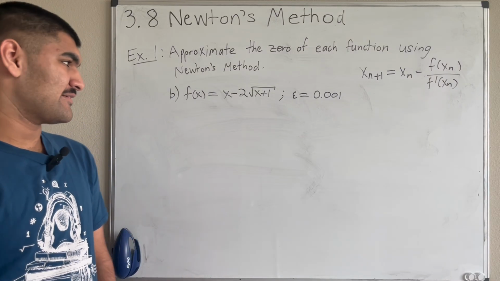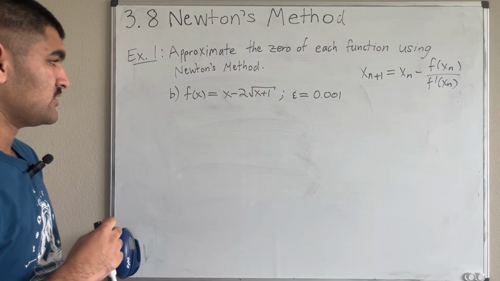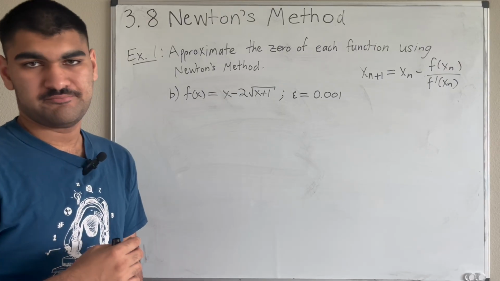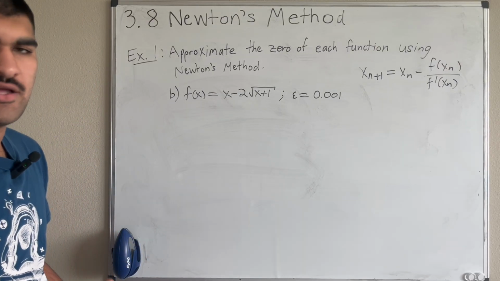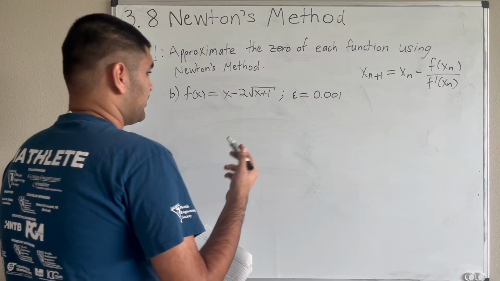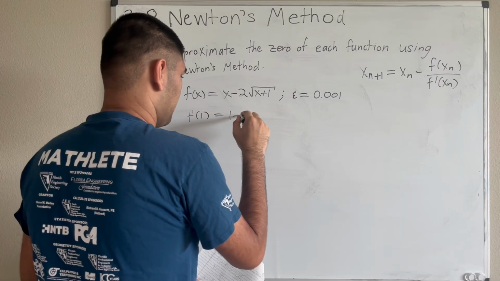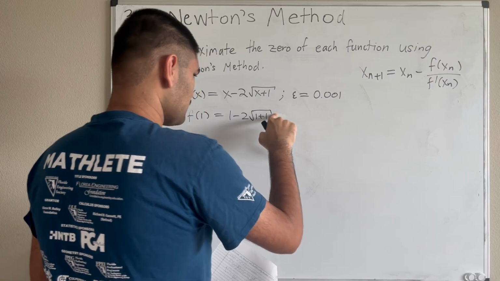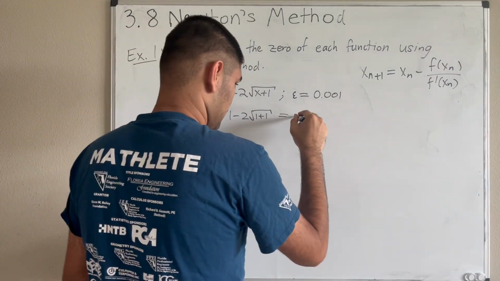Okay, so this is our next example. We have f of x equals x minus 2 square root of x plus 1, and our error tolerance this time is 0.001. Okay, so again, we need to find a starting point. So let's go ahead and test some values of x. We could start with 1. So f of 1 is equal to 1 minus 2 square root of 1 plus 1. So that's 1 minus 2 root 2. So that's a negative value.